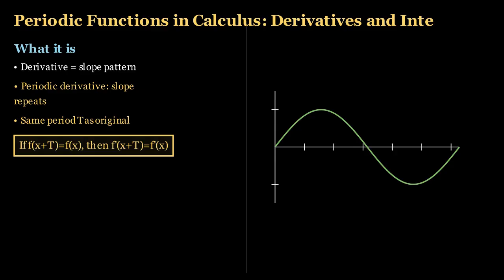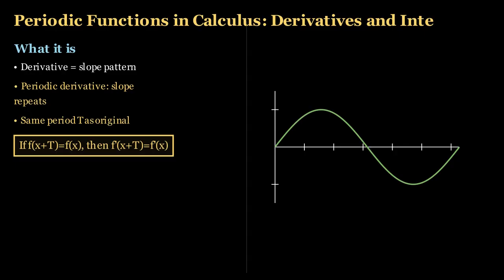Because the wave repeats, this whole pattern of slopes also repeats exactly after one period. So the derivative of a periodic function is also periodic, with the same period T. It's like the shadow of the repeating shape, the steepness rhythm just cycles along with the original.